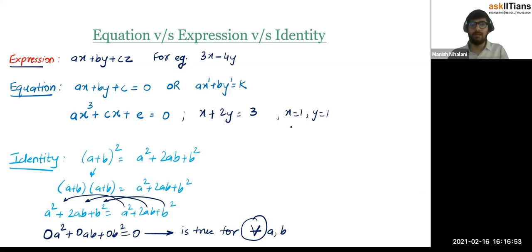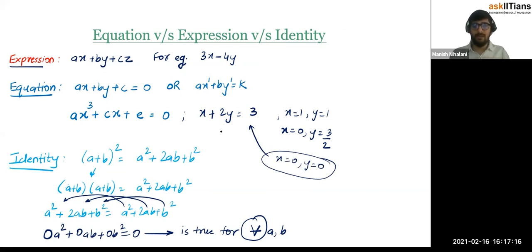So for example, you can say if x is 0, y is 3 by 2, right? x is 0, y is 3 by 2. This is also a solution. So this can have many solutions, but you can't say that every value will satisfy. For example, if someone says that if x is equal to 0, y is equal to 0, will this satisfy this equation? It will definitely not, because on the left hand side you will get 0, on the right hand side you would get 3, which means x equal to 0, y equal to 0 is not a solution.